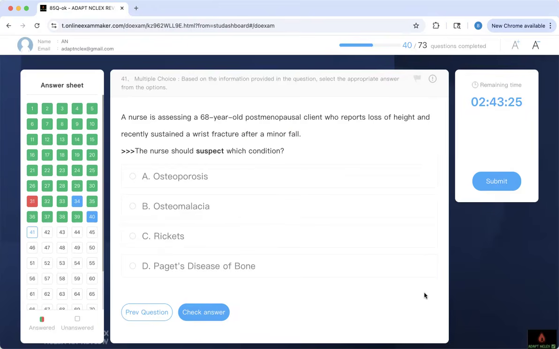This is assessing a 68-year-old postmenopausal client who reports a loss of height and recently sustained a wrist fracture after a minor fall. Those are your buzzwords. What should you suspect? This is what you should look for when you're reading a case study or standalone question on osteoporosis, musculoskeletal. Loss of height means the individual has a compression fracture. He fell on the wrist, just a minor fall. This is a fragility fracture, and it's postmenopausal.